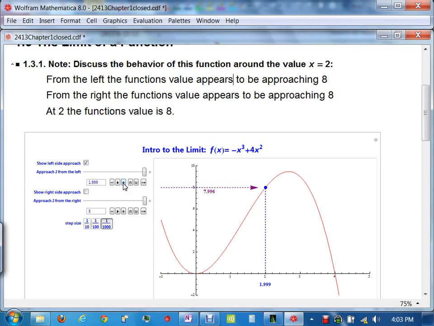Okay, so that's what's happening as I was coming in from the left, right? As I came in from the left, the closer I got to 2, the closer this got to 8. Now, will the same thing happen if I come in from the right? So now I'm going to pull in a point from the right side. Now, I'm pretty far away from 2 right now, aren't I? So let me get close. So right about here.